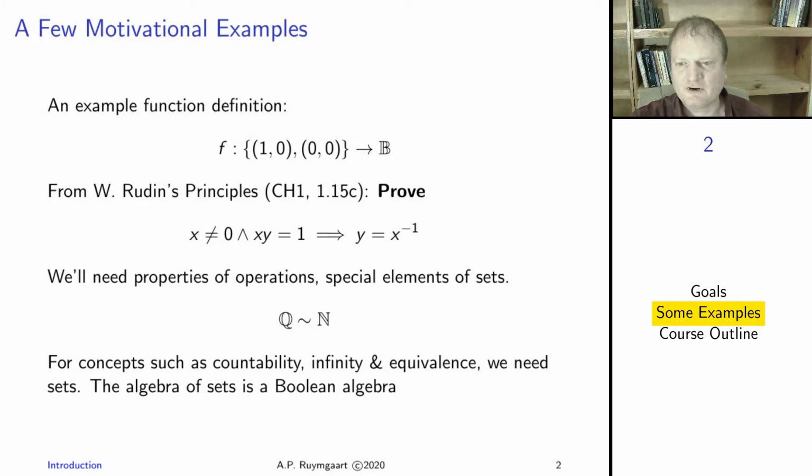Another example is that of equivalence of sets. Here we'll see that the set of rational numbers is equivalent to the set of natural numbers. In order to understand concepts such as countability, infinity, and equivalence, we need basic set algebra and set concepts. And the algebra of sets is in fact a Boolean algebra. So Boolean algebra is a great place to start. And in this course, that is what we'll start with, along with basic set concepts.